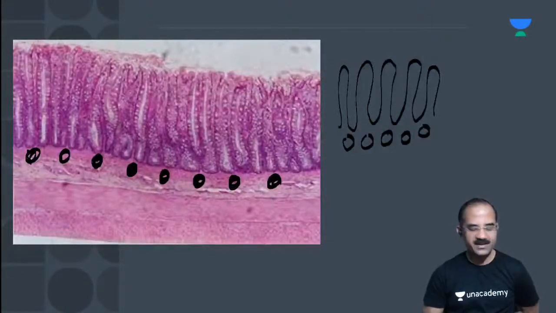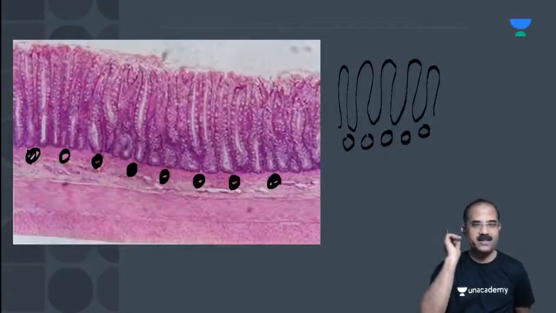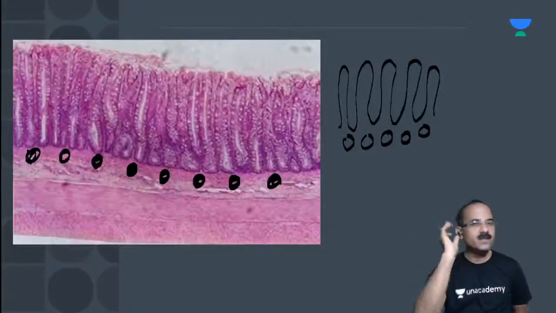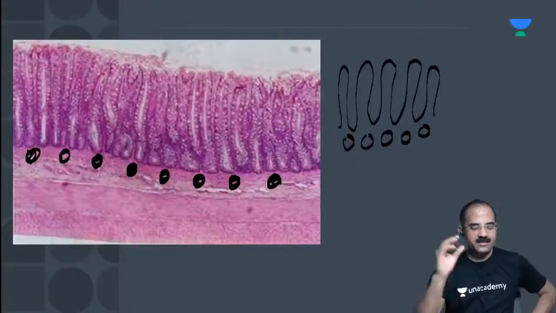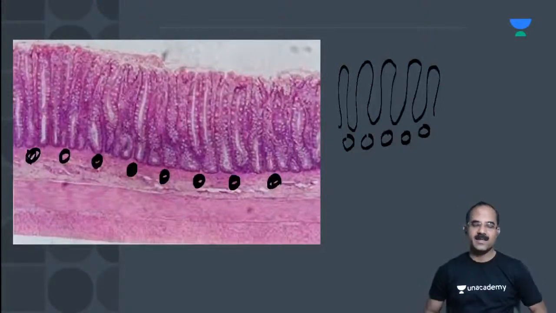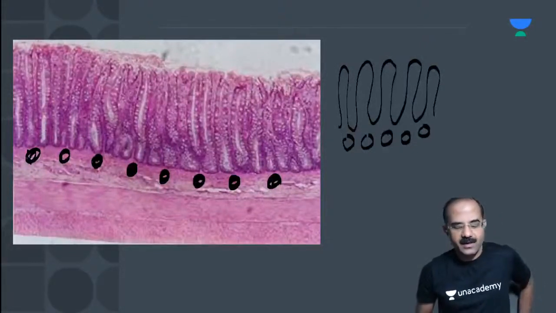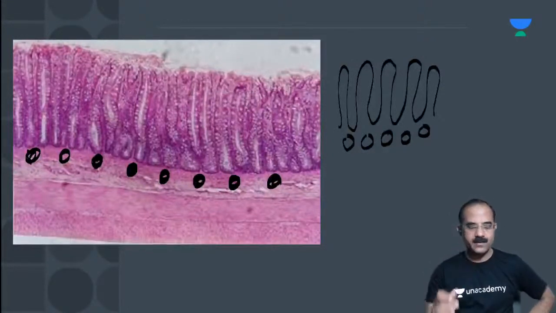Appendix, you understand? So the large intestine you identify because of plenty of goblet cells, and with the slide of colon, if you find lymphoid follicles in the submucosa, this would be the slide of appendix. I don't have that slide. I'll put that slide sometime later for you. Okay, so that's how you identify the slide. Okay, fine. See the next MCQ.